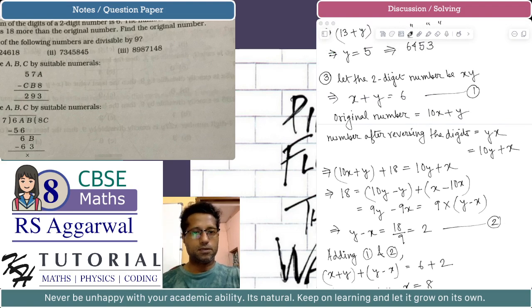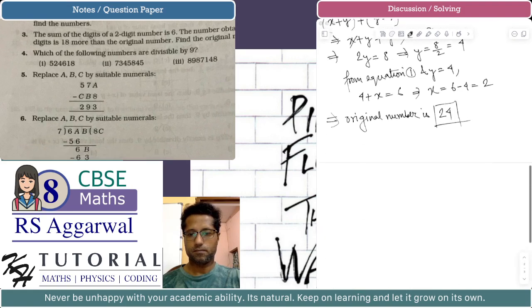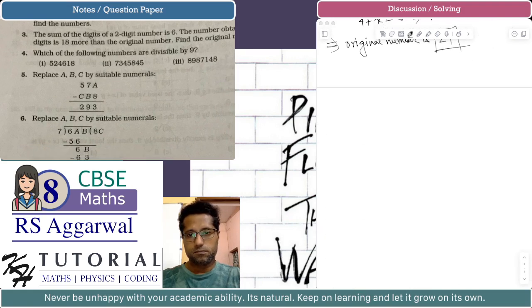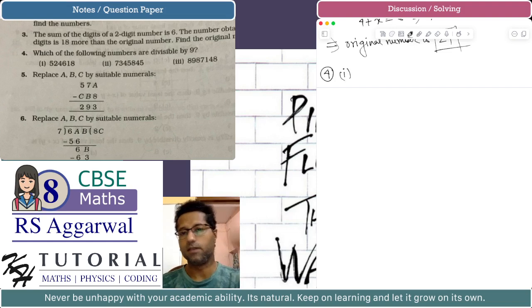Okay, let's do problem number 4. Which of the following numbers are divisible by 9? Okay. So we know that a number is divisible by 9 when the sum of its digits is divisible by 9.